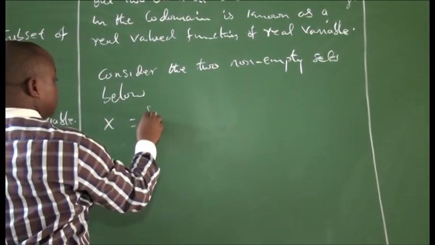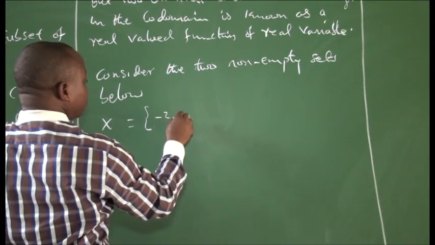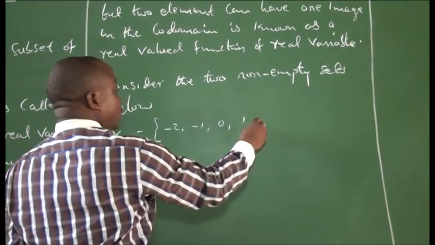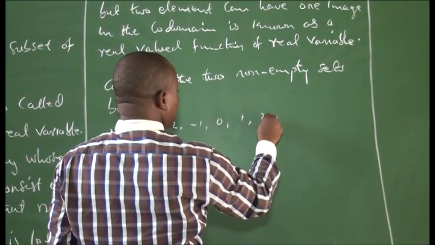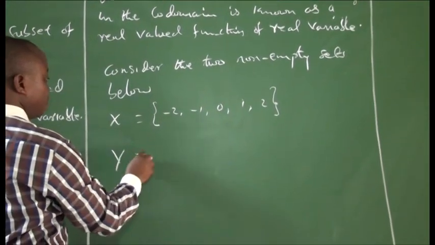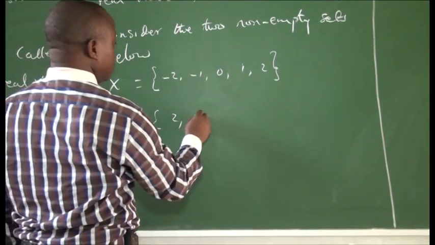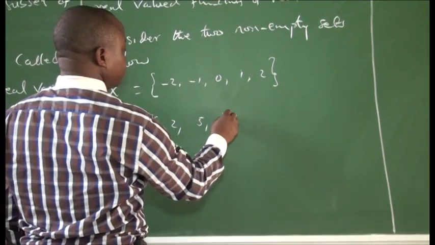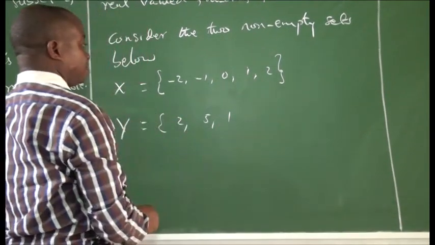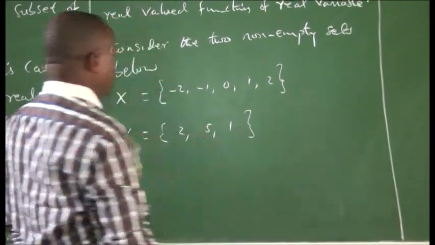Set X has the elements -2, -1, 0, 1, and 2. We have another one, set Y, which is 2, 5, 1. These are two sets.